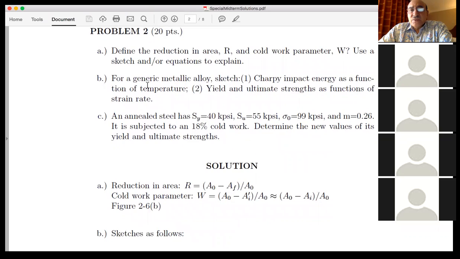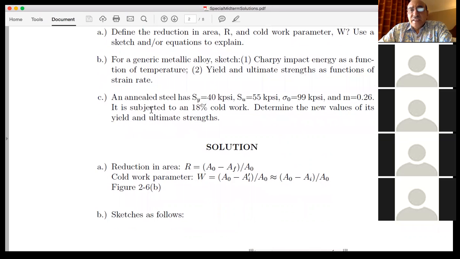And also for B, it's more qualitative. We wanted to sketch Charpy impact energy as a function of temperature, yield and ultimate strength as a function of strain rate. And then problem C is that, given some properties of the material, yield, ultimate, and the Ramberg-Osgood parameters, sigma 0 and m, and we subject it to an 18% cold work, we wanted to find how much new yield strength and ultimate strength is obtained.